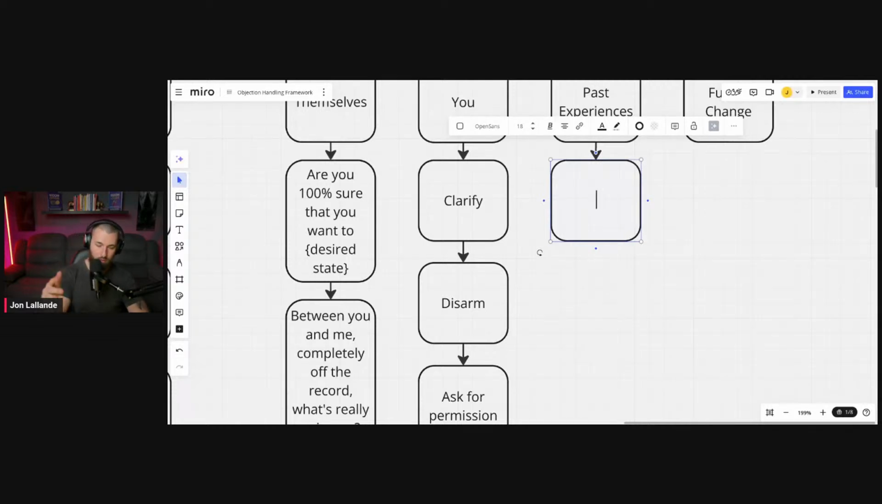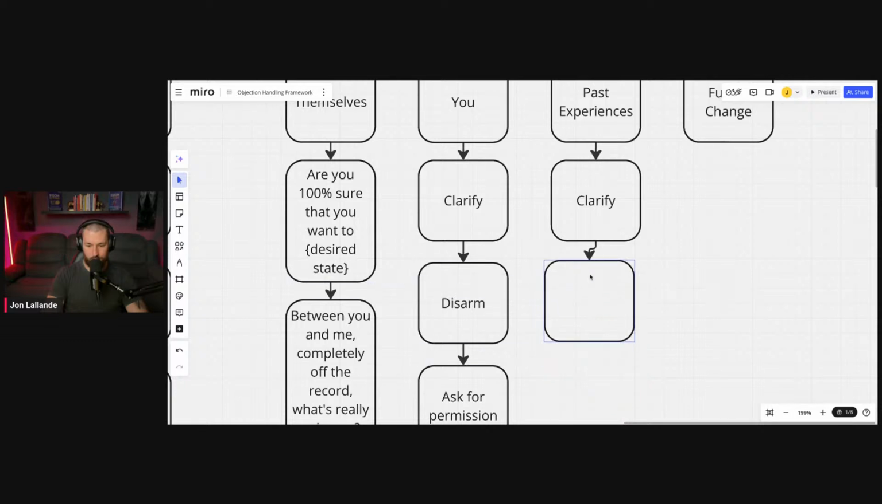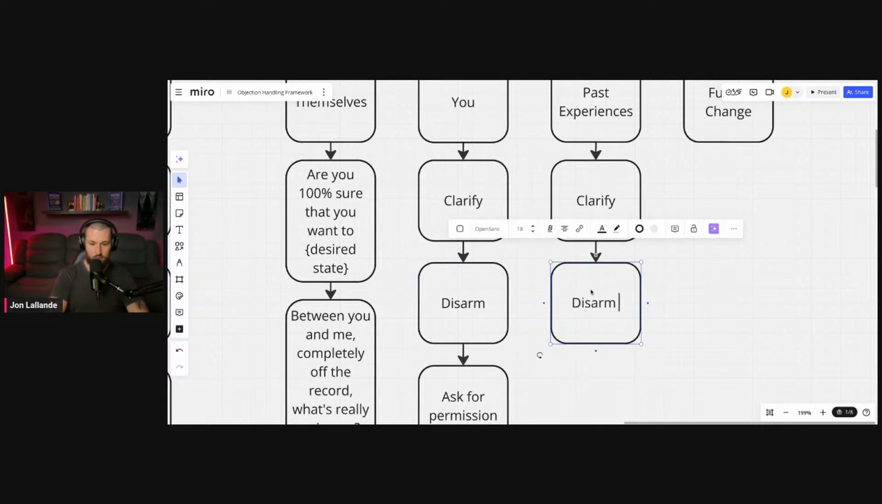So first you need to understand what they mean. Well, I've had a bad experience with wholesalers in the past. Okay, clarify. Right? And then we're going to disarm, just like we always do. Then we're going to go in for the commitment. Are you 100% sure you want to change this? Yes, I'm 100% sure. Right?